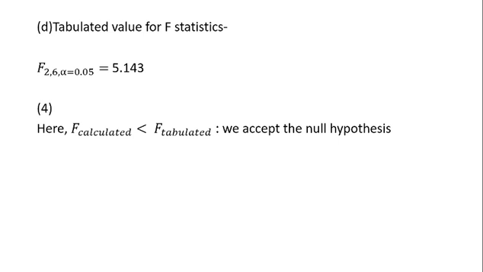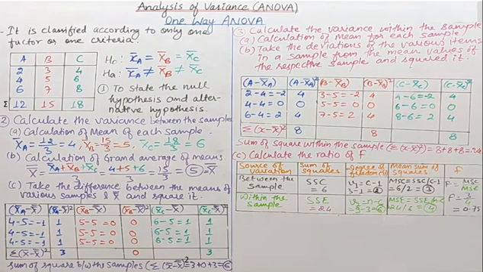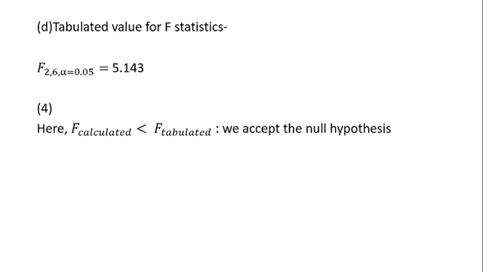So here we are saying that the F calculated value is less than the F tabulated value. F calculated value is here 0.75 and F tabulated value is here 5.143. So we have to accept the null hypothesis, right?